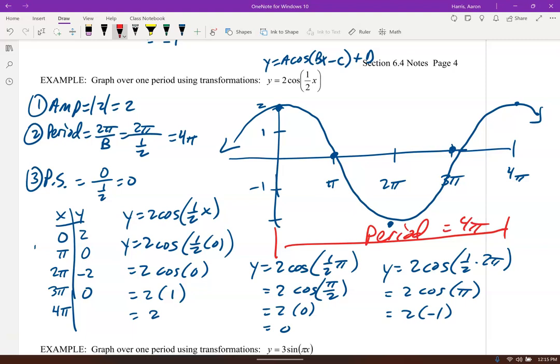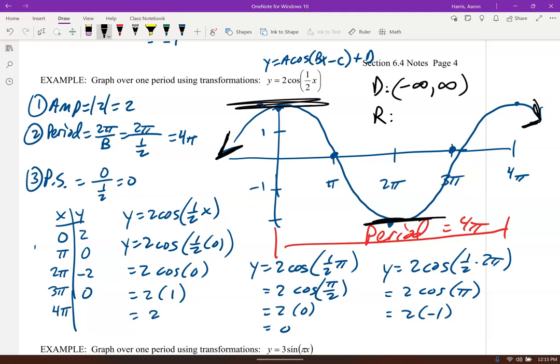Okay. And do note the domain and range on these. These keep going, right? Like they keep going to the left, they keep going to the right. So the domain on all these is -infinity, +infinity. In this case, my range, the lowest y value is a -2. My highest y value is a 2. So my range here is from -2 to 2.